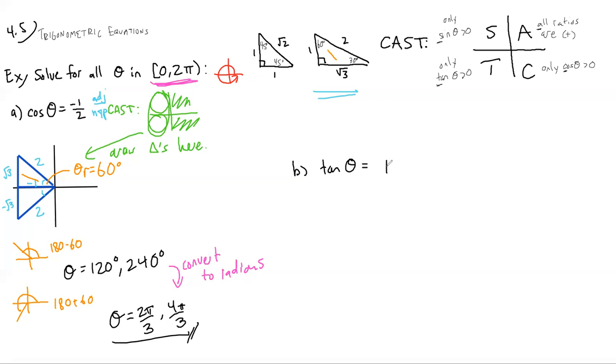Okay, so tan theta equals 1. So same idea. I will set up my CAST to try to figure this out. I want tan to be positive, so everything's positive in the A quadrant, and tan is positive in the T quadrant. And so that's going to be where I get my two triangles. So I'm just going to draw them.